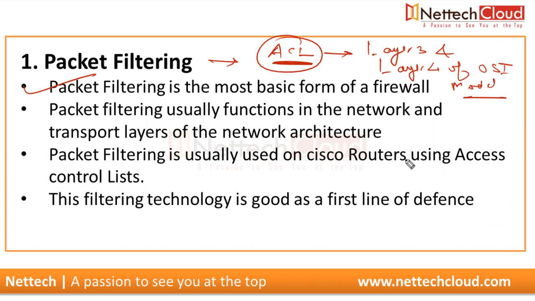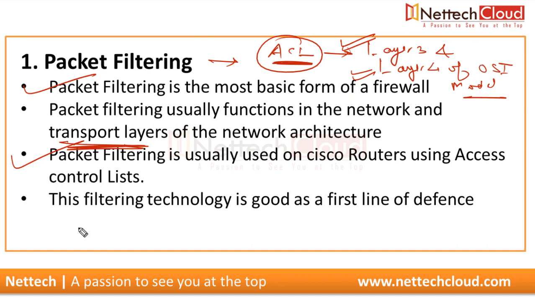It means traffic is allowed or denied on the basis of the layer 3 address, that is the source and destination IP address, and the layer 4 address, that is the destination port address. Layer 3 and layer 4, the network and transport layers of the network architecture. Packet filtering is usually used on Cisco routers using ACLs.